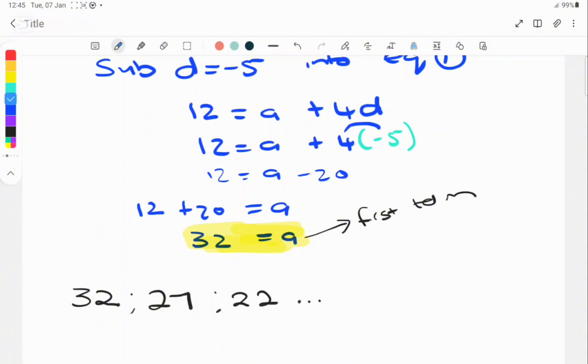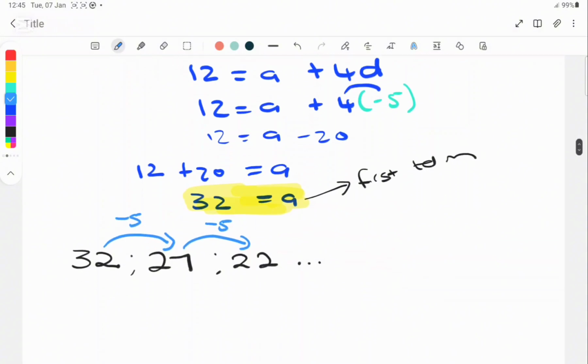So to get from term 1 to term 2, I minus 5. From term 2 to term 3, I minus 5. And there you have the sequence, and they can ask you any other question about the sequence.